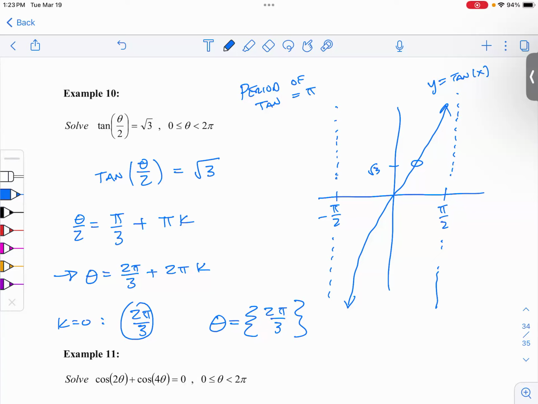And then continuing to remember the tangent graph. Actually, it does remind me of one more thing. Tangent actually has a funny thing too: if this was negative, our first value, k equals 0, wouldn't work, right? So let's pretend it was negative root 3, which means our first value could be negative pi over 3. So k equals 0 wouldn't work, and I'd have to go to k equals 1. But the point is to keep guessing values of k until you get in that range and fill in all values that are possible.